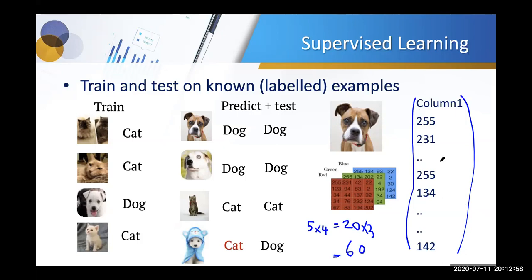So that's the supervised learning. And unsupervised learning, in contrast, we don't have access to the labels ahead of time. So in our data, the labels do not exist. We are dealing with unlabeled data.